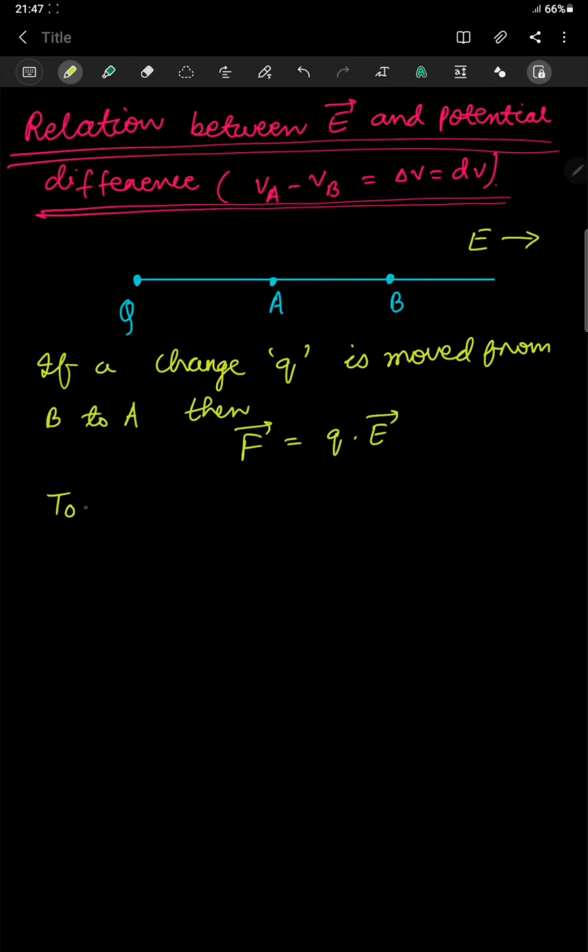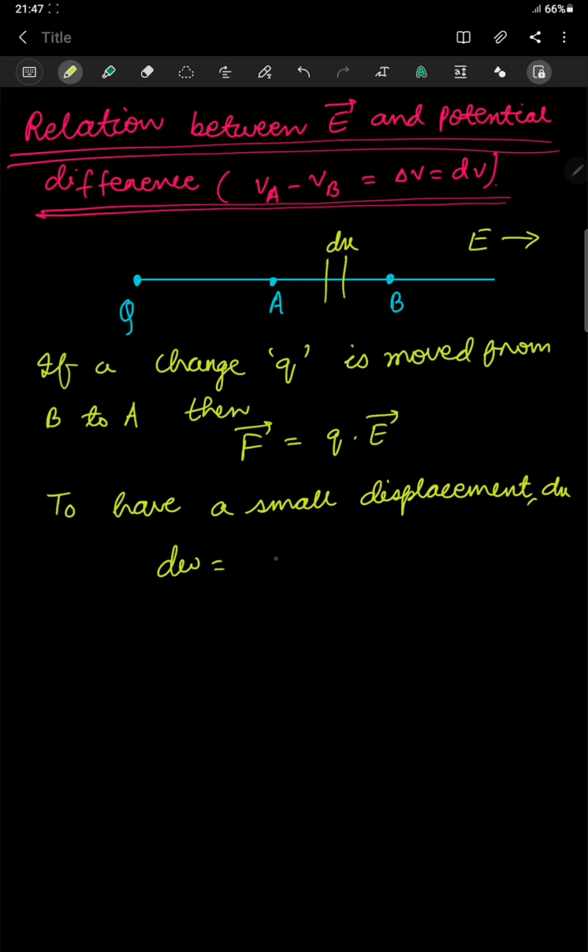Okay, now to have a small displacement, dx, which I have taken this one, dx. The small amount of work done will be F dx cos theta. Okay, now what will be theta here? As usual, we know theta will be 180 degrees. From the previous classes we already know it. So cos theta will be -1 in this case.